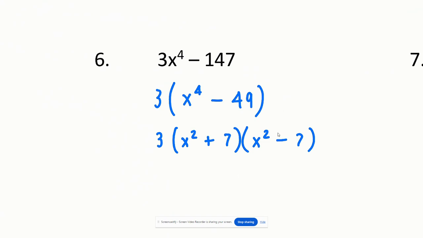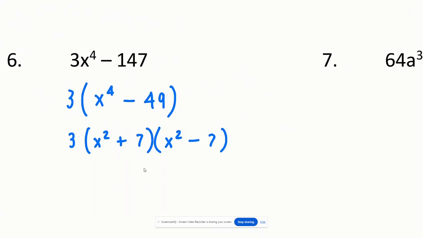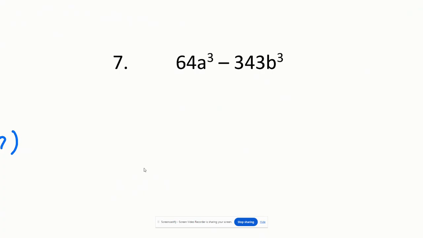Now, look right here. Is this difference of squares as well? No. Why not? Because 7's not a perfect square, is it? So this is done. We're done. Can't factor this any further. Y'all with me? Okay, number 7. Can I pull out any like terms? Do I have any GCFs for this binomial?